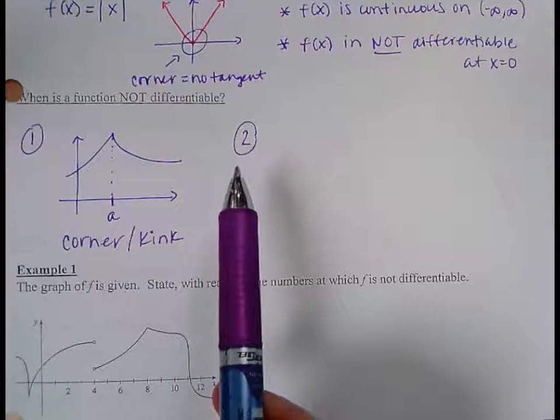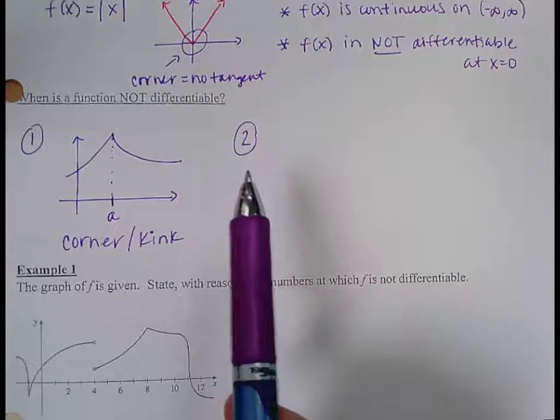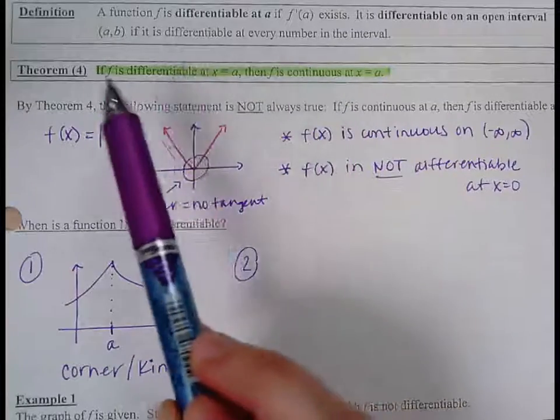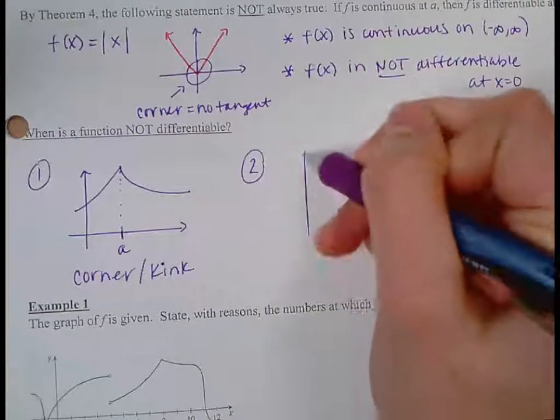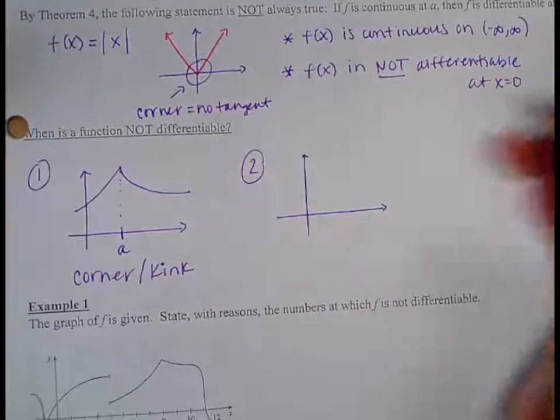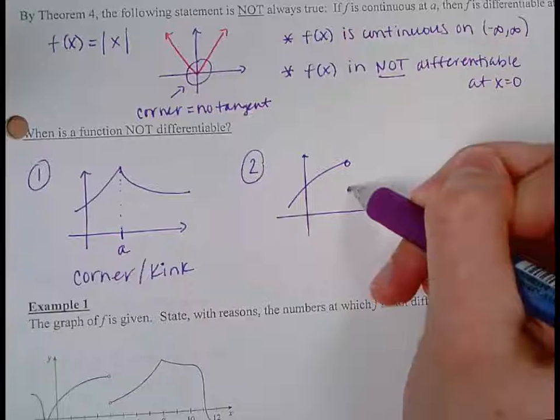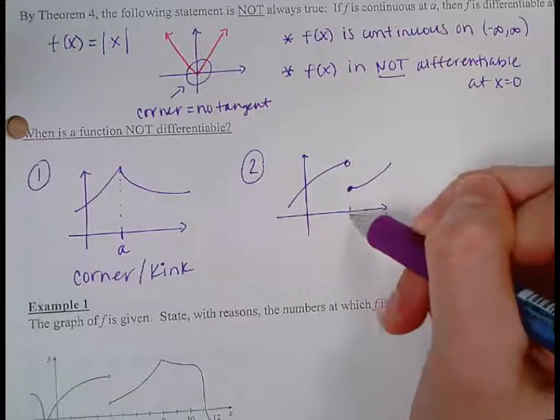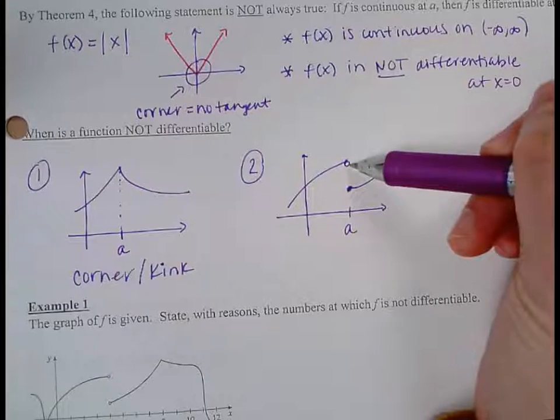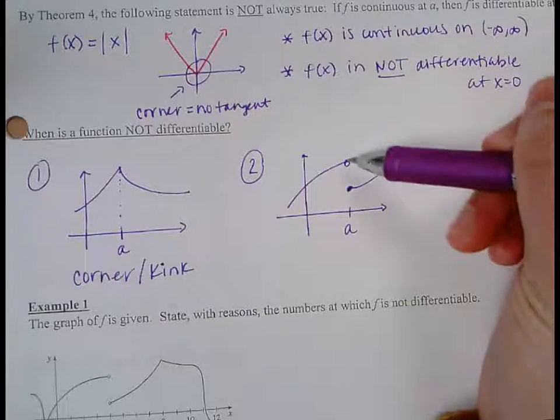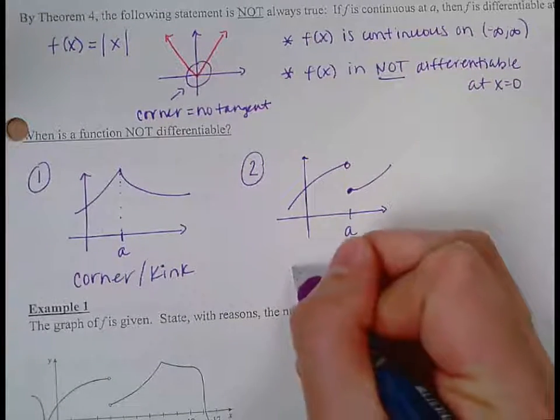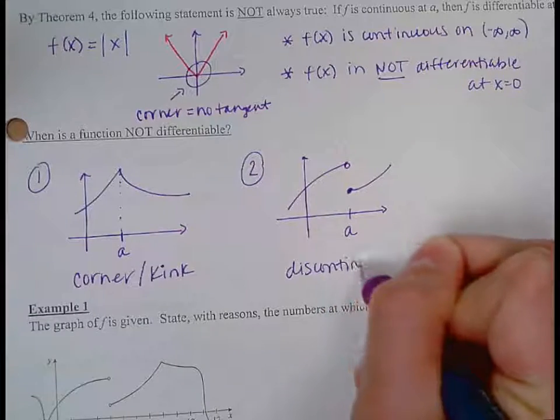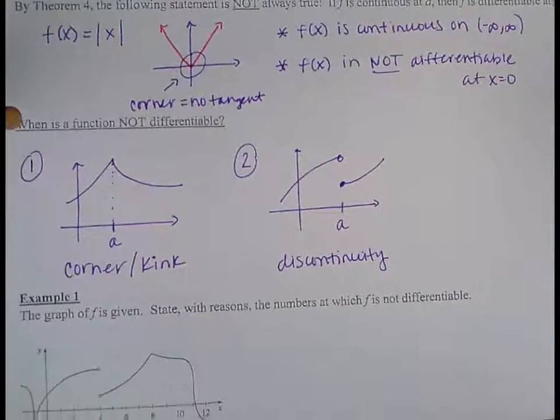I already referenced another case where it would not be differentiable, and that's, I said the contrapositive of this would always be true. If you know a function is not continuous, then it's not differentiable. So if I had any discontinuous curve, yeah, so it could be a jump. It could just be maybe there was a hole in the graph and it kept going, but still if it's any discontinuity in the graph, the derivative would not exist there. So if there's a discontinuity, it's not differentiable.